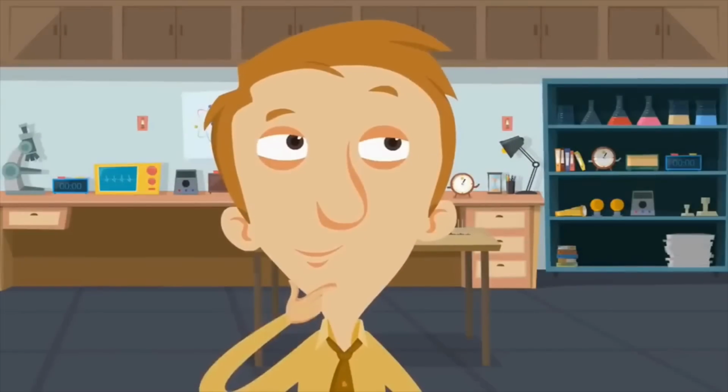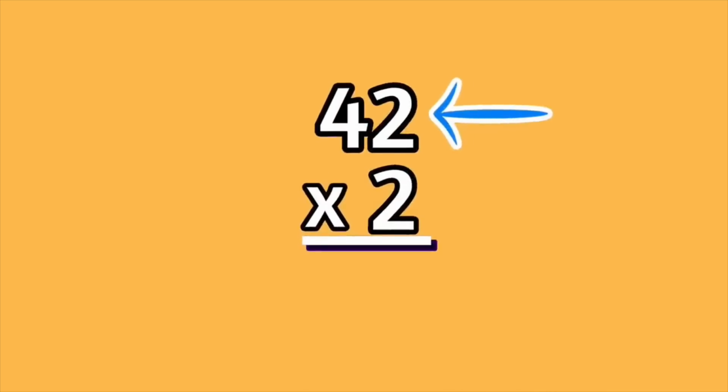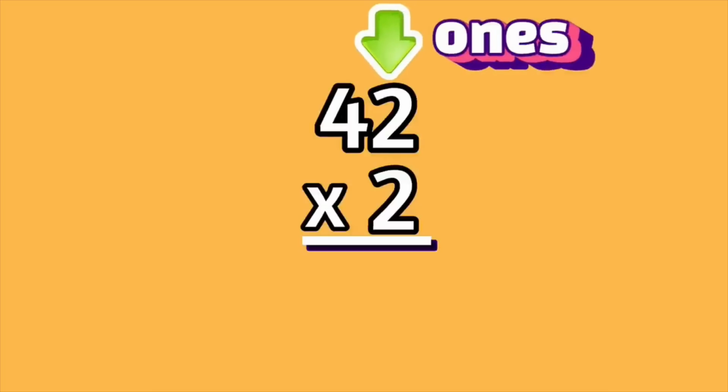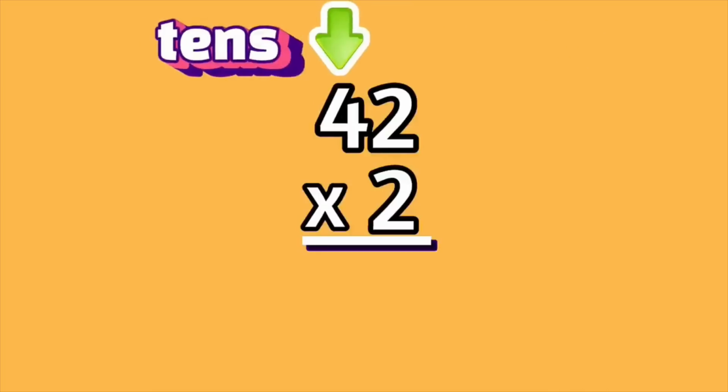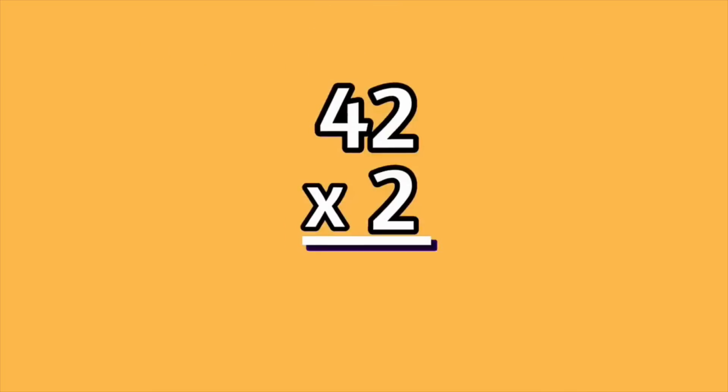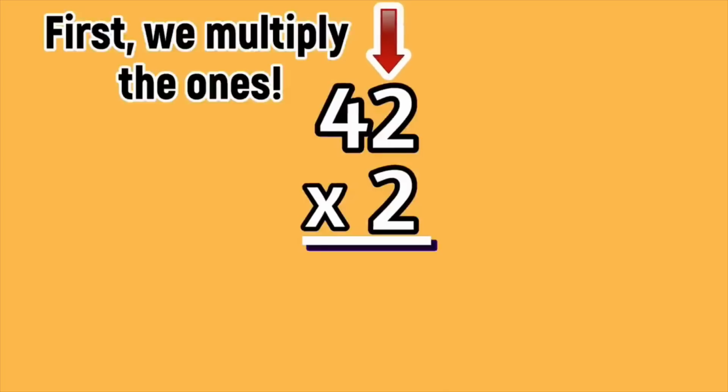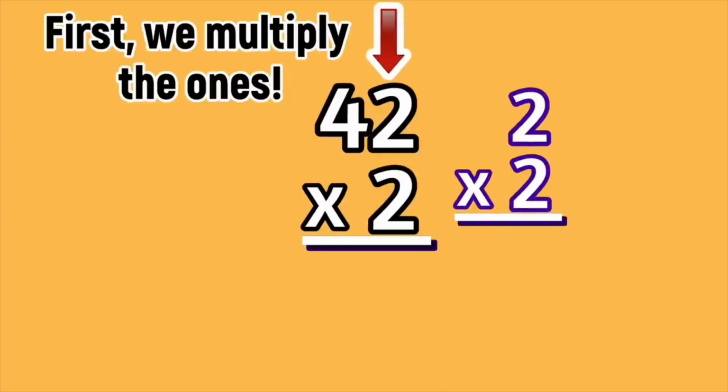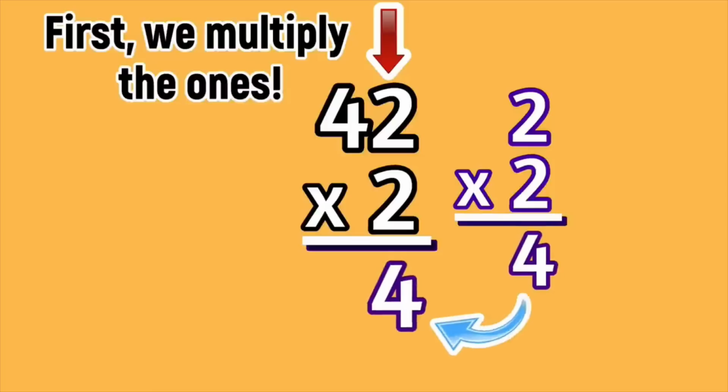Next, let's try 42 times 2. We have the 42 on the top and the 2 below it. It's lined up by place value. Both 2's are in the ones place. The number 4 is in the tens place. First, we multiply the ones, so we'll multiply 2 times 2. What is 2 times 2? Yep, 4. Yes! We put the number 4 here under the ones because we were multiplying the ones place.